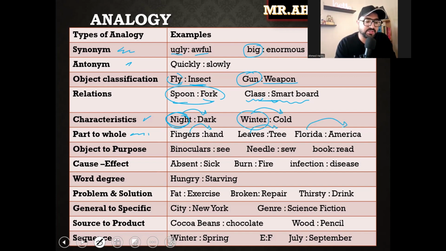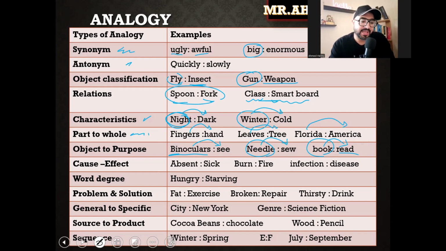And then we have object to purpose. For example, why do we use the binoculars? We use the binoculars to see. Why do we use the needle? We use the needle to sew. What's the purpose of the book? The purpose of the book is to read. So the moment you realize or know the relation between the words is the moment you open the door to solving the questions, and then you will be able to determine the correct answer.